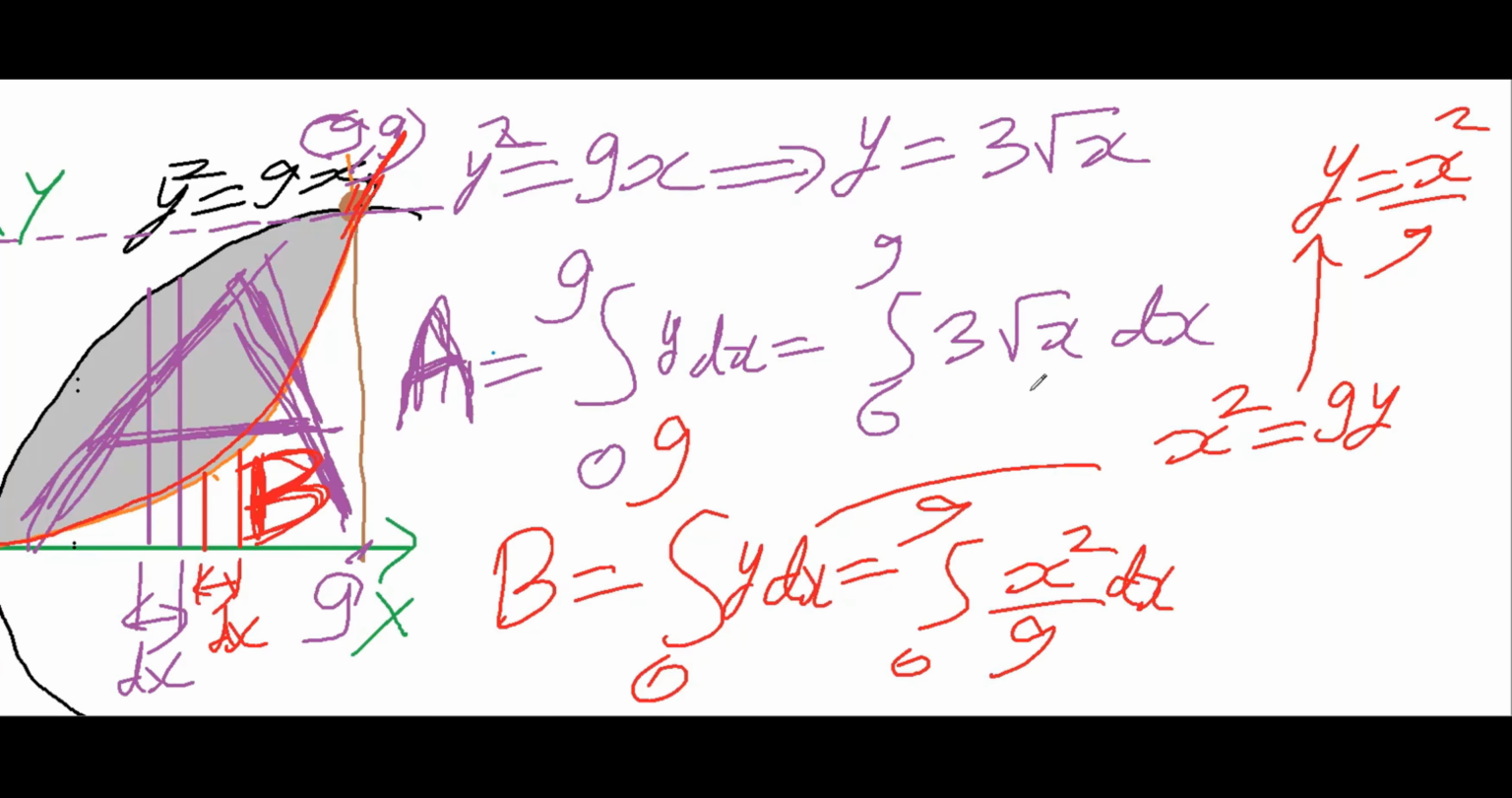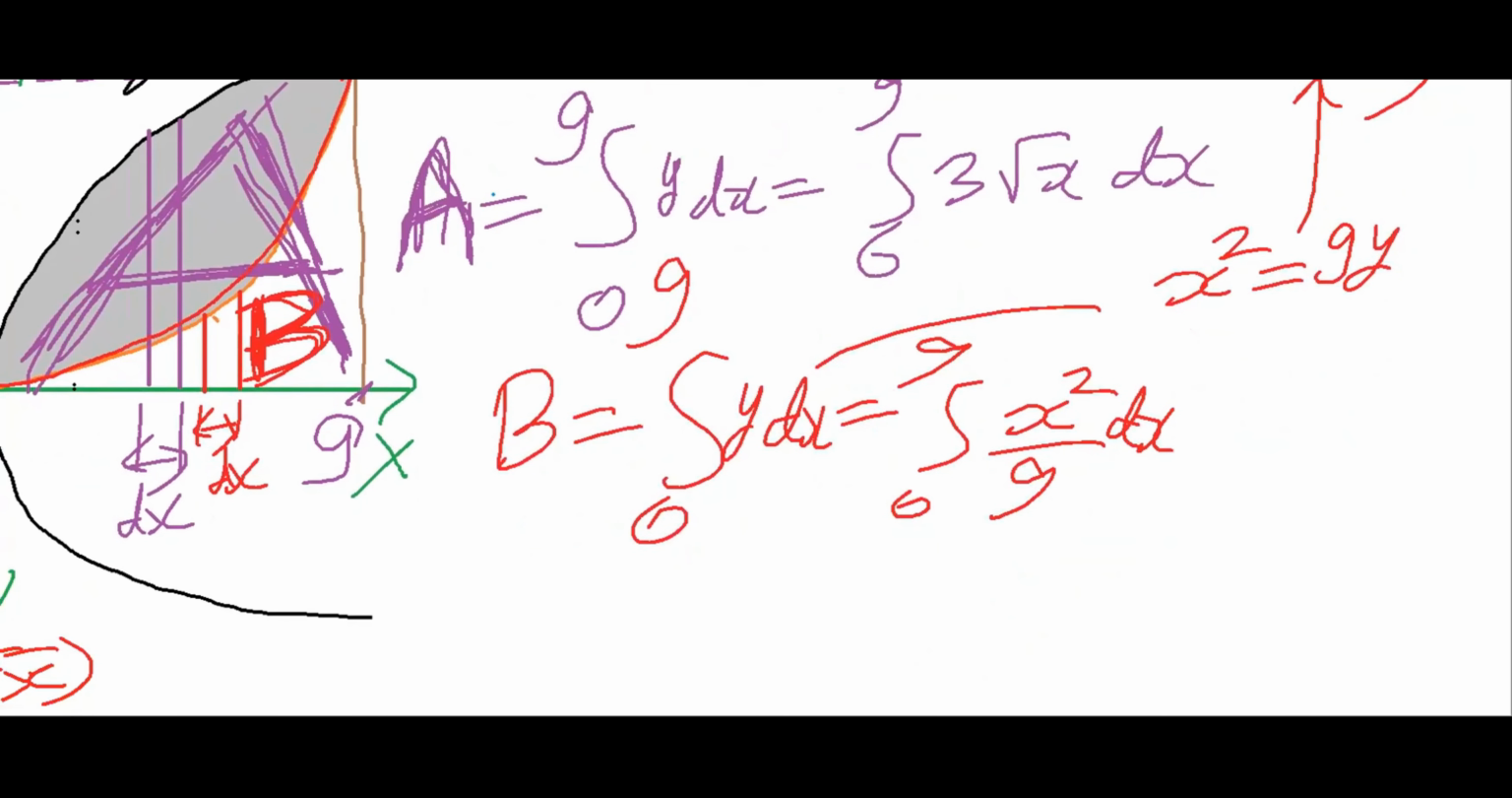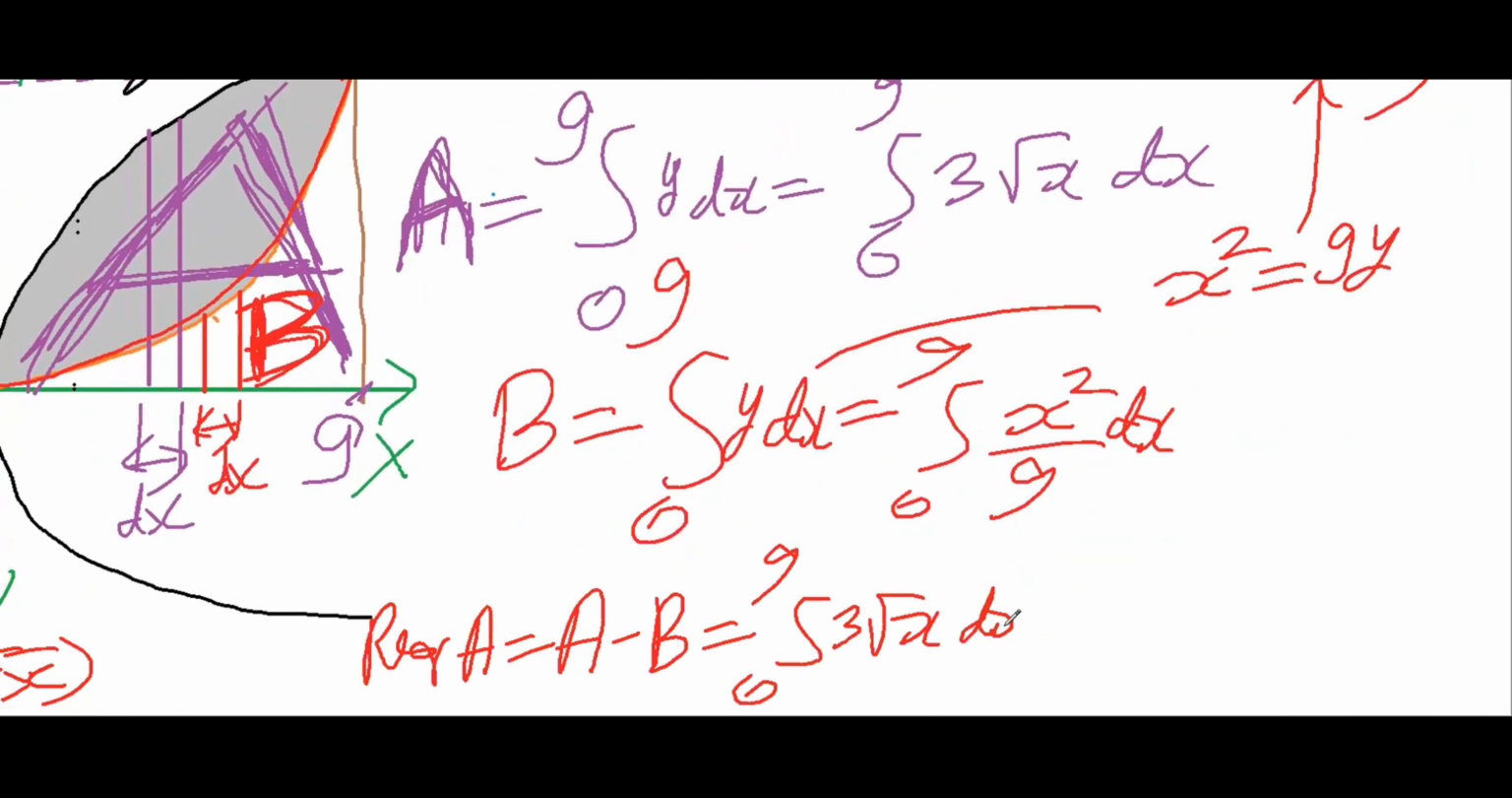Okay, this is my b. So I need to find the area between these two. So my shaded area, meaning the required area. Required area will be what? Capital A minus capital B. What is my capital A? Integration 0 to 9, 3 root x dx, minus integration 0 to 9 x square upon 9 dx.